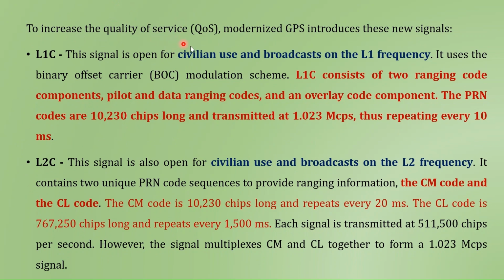To increase the quality of service, apart from the CA code and the precision code, the modernized GPS introduces some new signals like the L1C signal, which is mainly for civilian use and is broadcast on the L1 frequency, and it consists of two ranging code components, pilot and data, and the overlay code component. And here we can see that the PRN codes are 10,230 chips long and are transmitted at 1.023 million chips per second, repeating every 10 milliseconds.